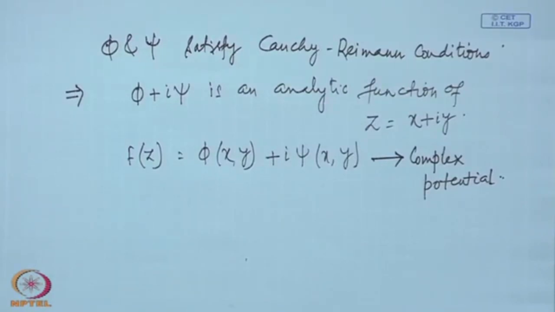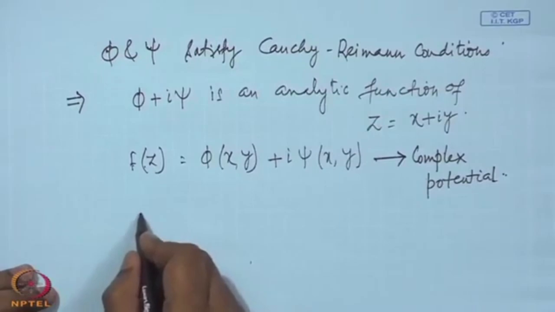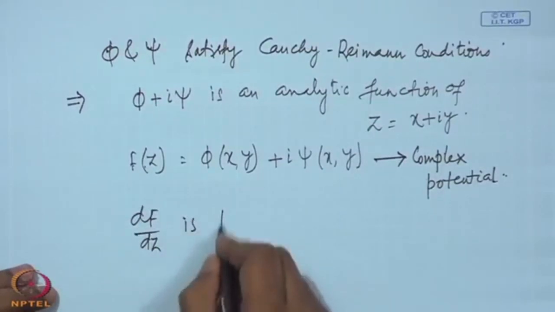This is the property of analytic functions, that the derivative of this function is path independent. This I hope you remember, that is, delta z you can take in any direction to find the derivative of f z with respect to z, the result will be the same. So, the change in z may be only along the x or only along the y or any other direction, the derivative will be the same. That is what an analytic function is. That is, df dz is path independent.